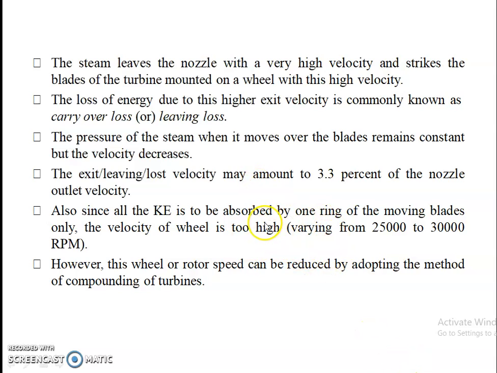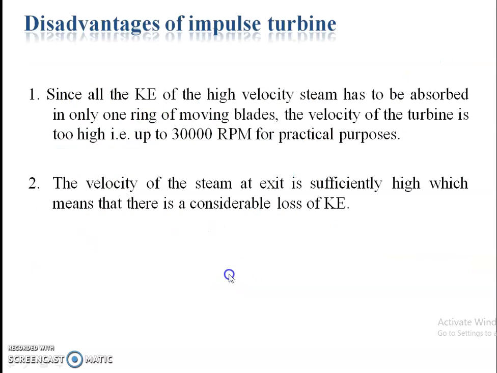Also, since the kinetic energy is to be absorbed by one ring of blades, the blade will be rotating at a very high speed, 25,000 rpm to 30,000 rpm. However, the wheel or rotor speed can be reduced by adopting the method of compounding of the turbines. The disadvantage of this impulse turbine is that all the kinetic energy of the high velocity steam has to be absorbed by only one ring of moving blades. The blade rotates at up to 30,000 rpm, which is impractical. The velocity of the steam at the exit is sufficiently high, which means there is a considerable loss of kinetic energy.